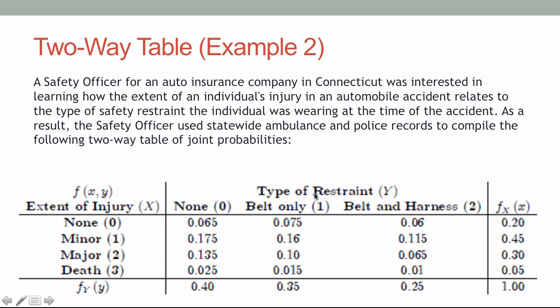We also have the type of restraint. So they were wearing nothing when they had their accident. Maybe they were wearing only a seatbelt. Maybe they're wearing a belt and a harness, which would be belt and shoulder strap. Do these three restraints affect these outcomes? And you see some different probabilities.